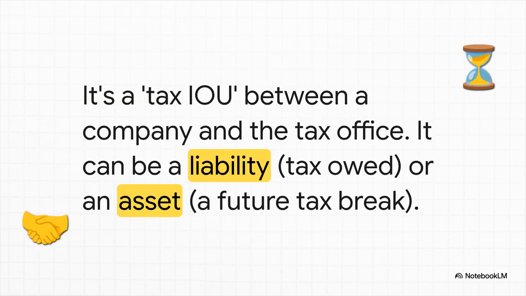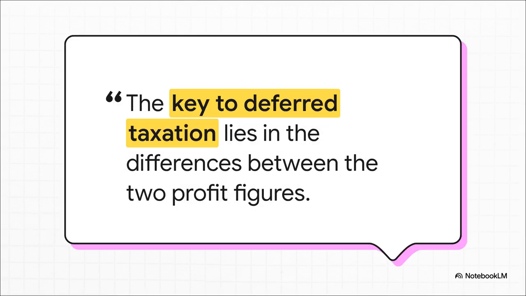You know, the easiest way to think about it is like a tax IOU. It's an IOU between the company and the tax office. Sometimes the company owes the tax office money down the road. That's a deferred tax liability. And other times the tax office is going to owe the company a tax break later on. That's a deferred tax asset. It's this IOU that makes sure everything balances out over time. So, let's get right to the point. The only reason deferred tax even exists is because of those differences we talked about: the gap between the accounting profit for shareholders and the taxable profit for the government.